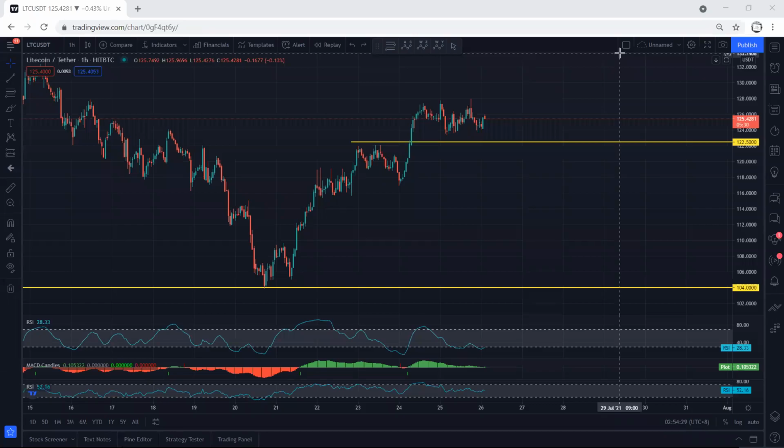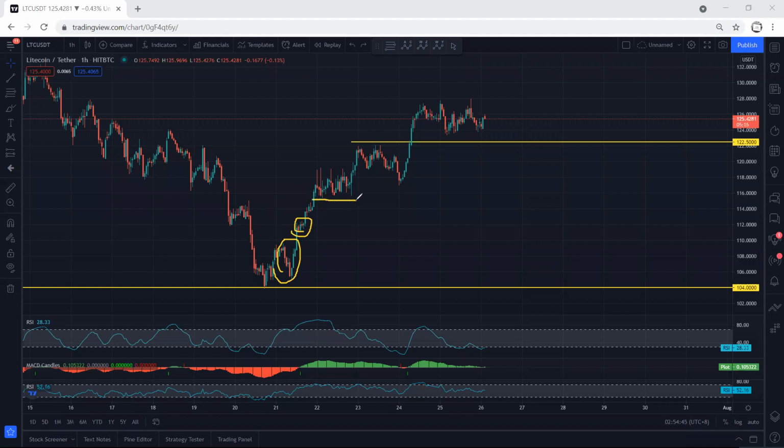LTC, we start with the 1 hour chart. I just want to give a quick update. First of all, I need to refer to my last analysis, because in my last video I mentioned whoever got the trade either from here or from here should move their stop loss somewhere around 115.